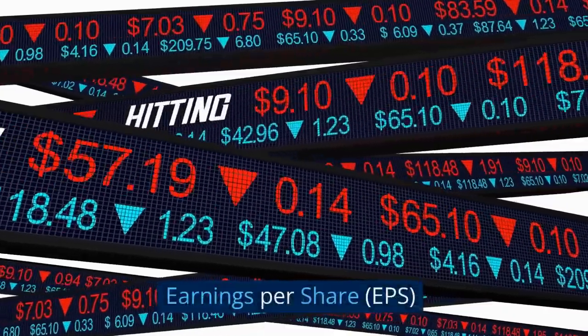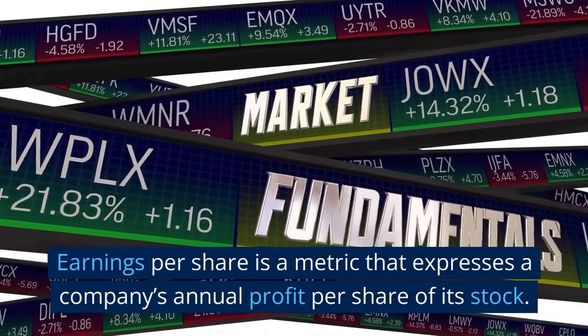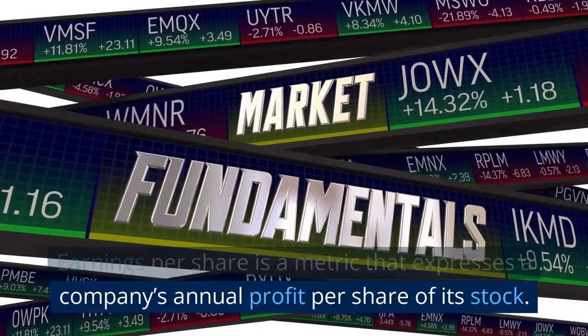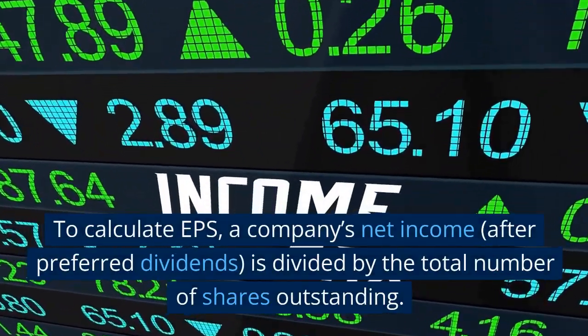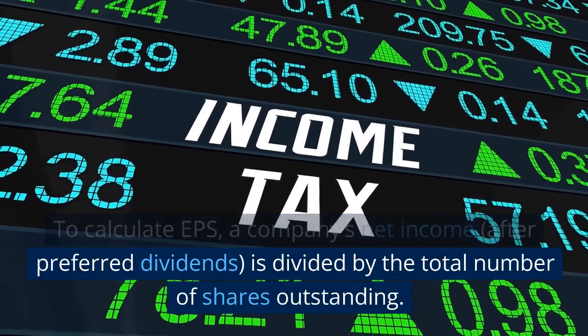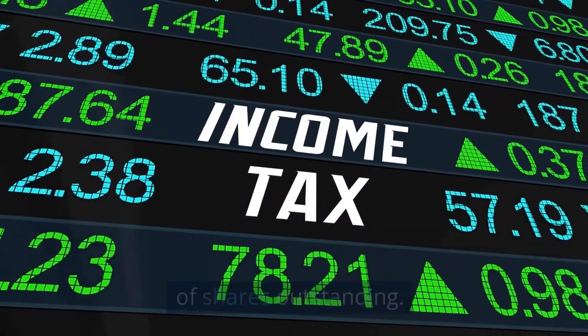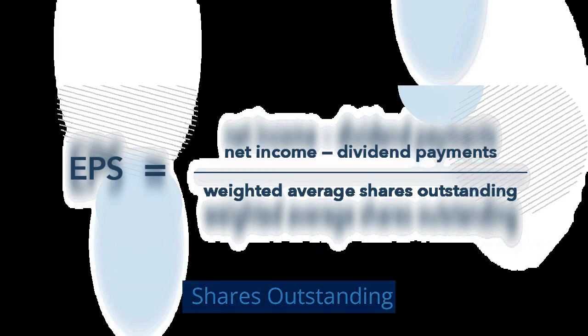Earnings per share, EPS. Earnings per share is a metric that expresses a company's annual profit per share of its stock. To calculate EPS, a company's net income, after preferred dividends, is divided by the total number of shares outstanding. EPS equals earnings minus preferred dividends, divided by number of shares outstanding.